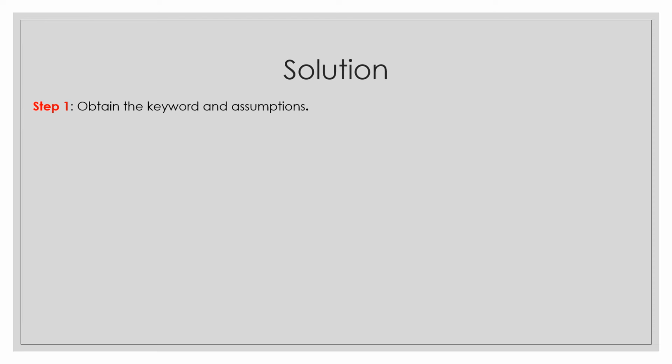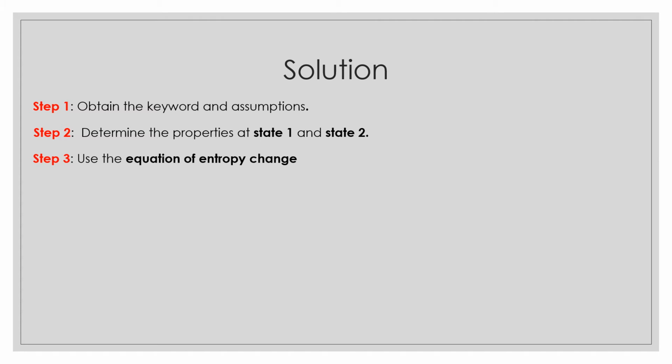This is the recommended step of solution to solve the question. Firstly, obtain the keywords and assumptions from the question. Secondly, determine the properties at state 1 and state 2. And finally, use the equation of entropy change, delta S equals m in bracket delta S state 2 over state 1.